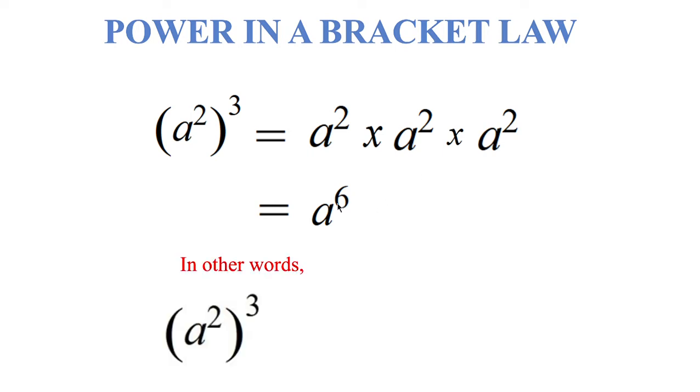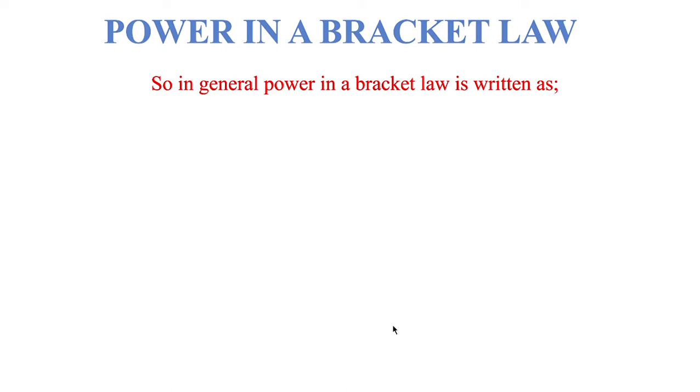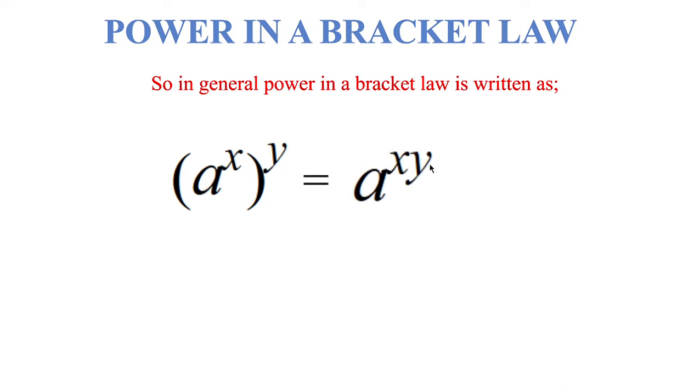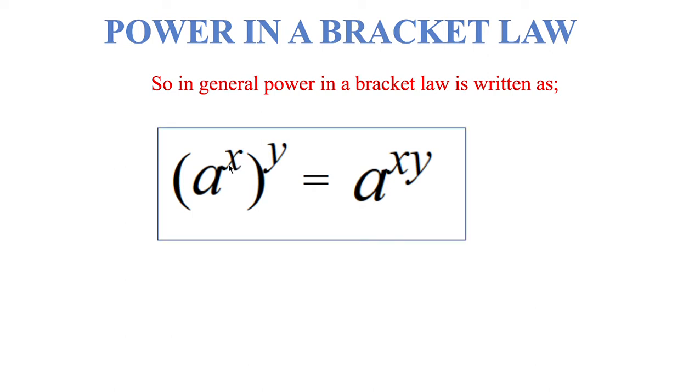In other words, A to the power 2, bracket open and close, to the power 3 is same thing as saying A raised to the power 2 times 3. Now, in indices, in general, power in a bracket is written as A to the power x, bracket open and close, to the power y is written as A to the power x times y. So when given a question in this format, we multiply the power outside by the power inside the bracket. This is the power in a bracket law of indices.